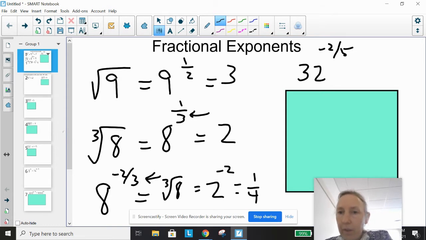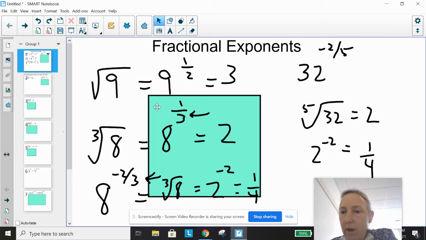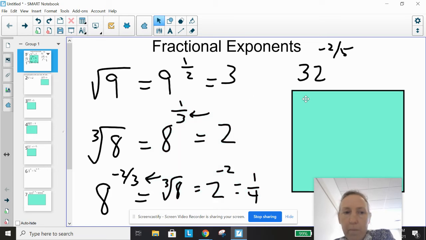So go ahead, try this one over here. Up top, 32 to the negative 2/5 power. Pause your video, give it a shot. All right, hopefully you got a quarter. The 5th root of 32 is 2, and 2 to the negative second is a quarter. All right.